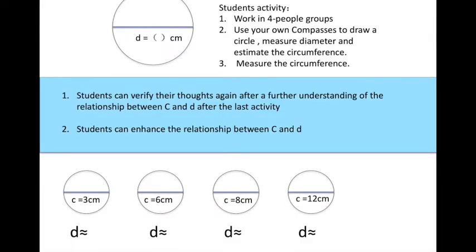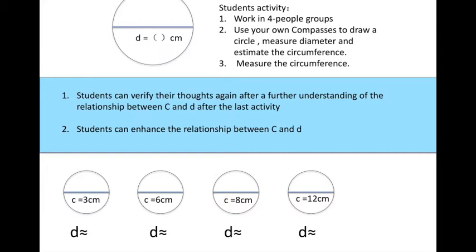The last activity in this part is to help students apply their findings. Students will work in groups of 4 and use their own compasses to draw a circle. They will measure the diameter and use the ratio of circumference and diameter they found in Part 2 to estimate the length of the circumference. Finally, they should measure the circumference to verify their answer.